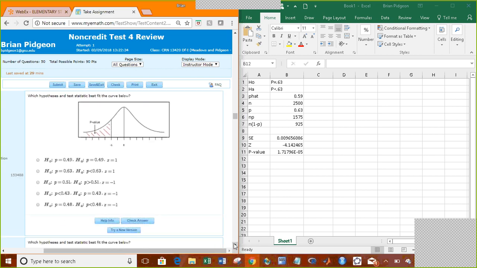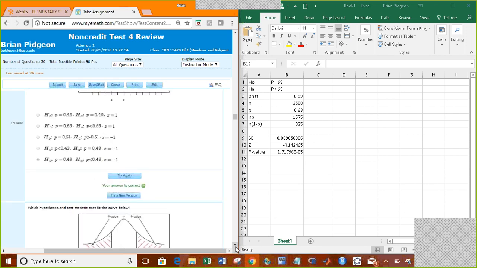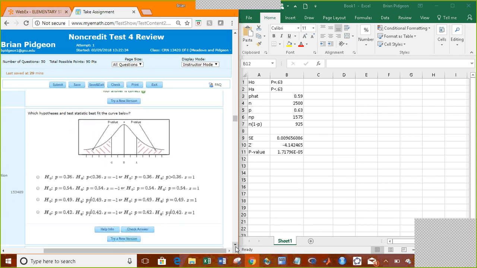So in this one, if you look, we shaded to the left of negative 1, so that tells us our z is negative 1, and our alternative is less than because we shaded to the left. And the next one should be 2 tails. There it is.